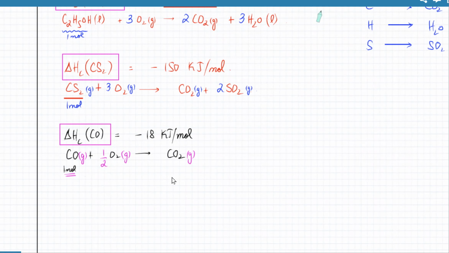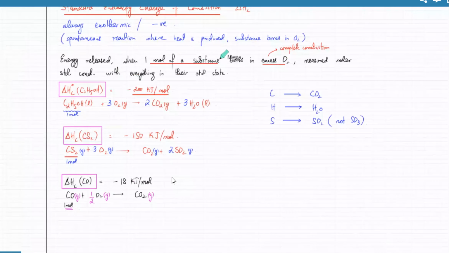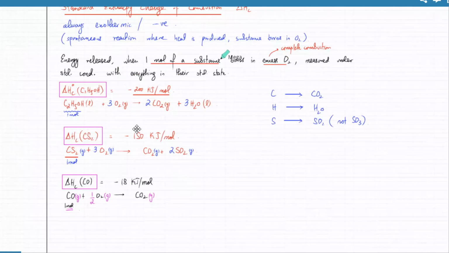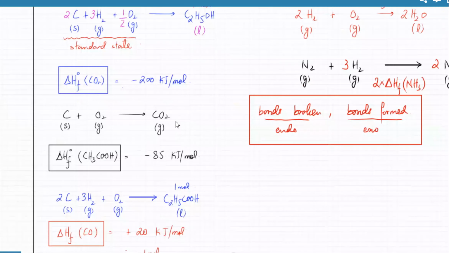Okay, so the thing is that this is the enthalpy change of combustion. So I'll just quickly recap. 1 mole of a substance burns in oxygen to produce carbon dioxide and water. And what was the enthalpy change of formation? 1 mole of a substance is formed from its constituent elements. Now let's talk about them together.